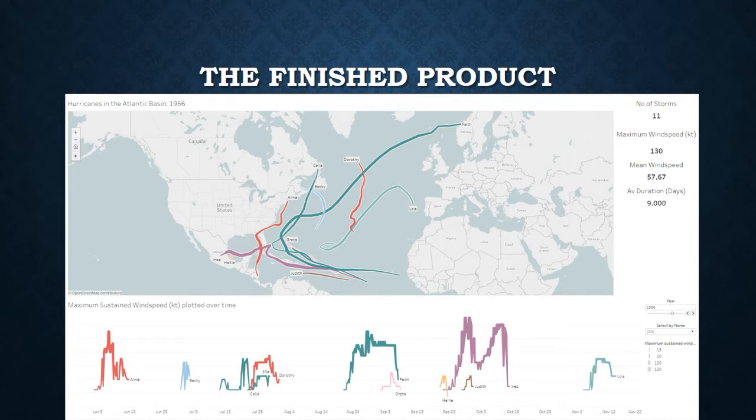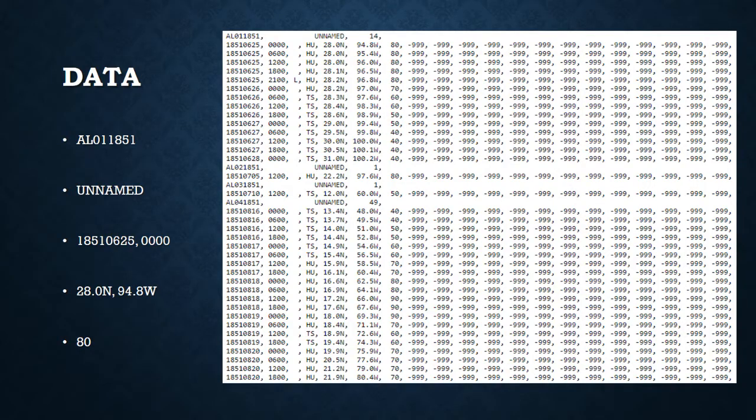This is, for example, the year 1966, the year that the Beatles released Revolver, Dylan released Blonde on Blonde, and Pet Sounds was released by the Beach Boys. These are the 11 storms that happened in the Atlantic Basin that year. I suppose the first thing we're going to do is look at the data.